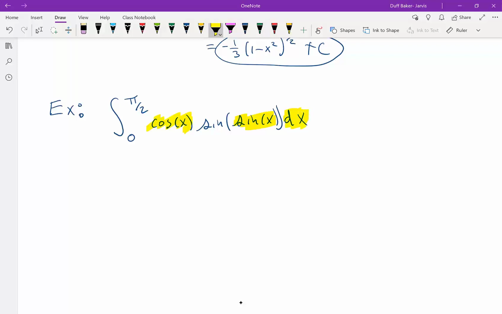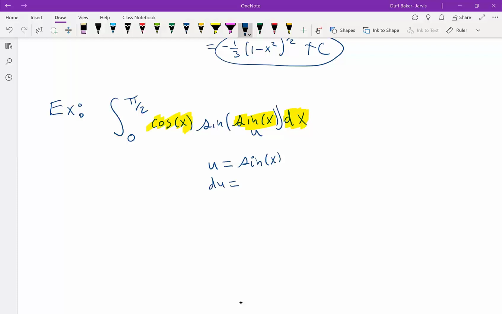And when you're choosing your u, you typically want to choose it to be something that's inside of something else, right? Because then when you replace it, it's simpler. So that suggests that you want this part to be u. Sometimes it's not always obvious which one you should choose, and you have to just pick something, try it, see if it works. If it doesn't work, you try something else. There is a lot of trial and error in integrals.